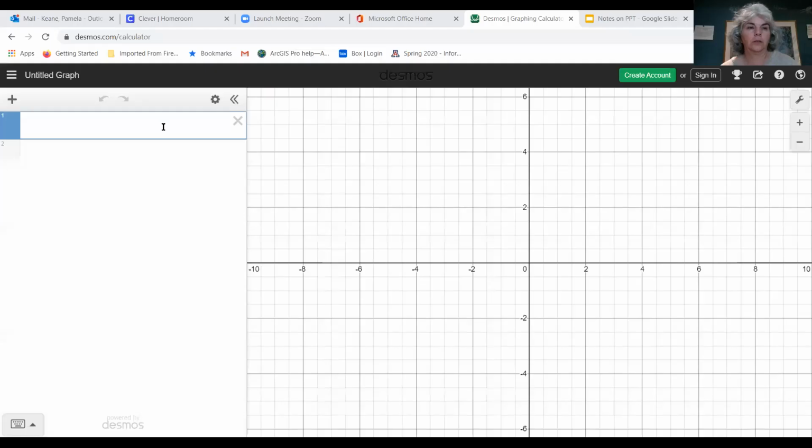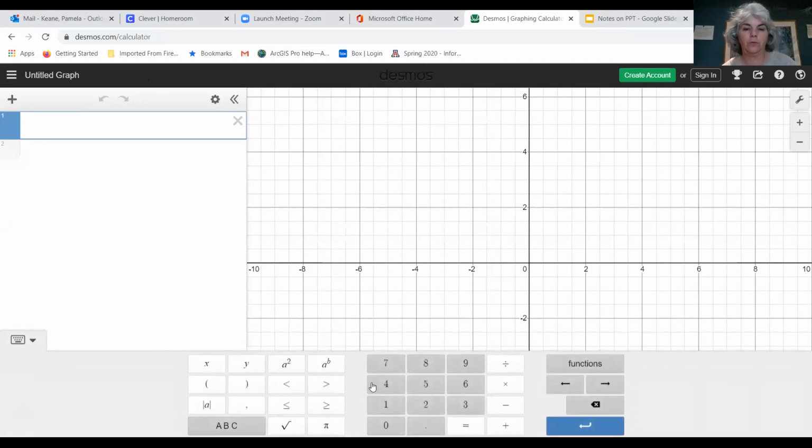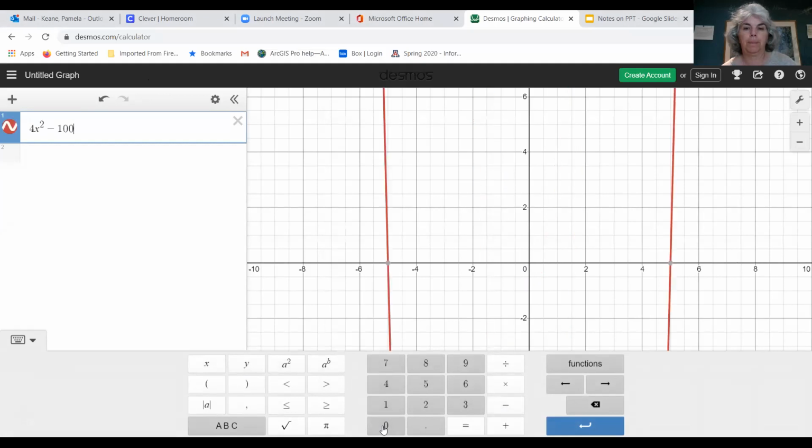So I'm going to take a look at Desmos so you can see how these examples look when we do it graphically. Let's put the first equation in. And we have 4x squared minus 100. Remember when we solved it graphically, we want to set it equal to 0. If you look back at example number 1, it's already set equal to 0. And then you just put in that piece that you want to find the zeros of.